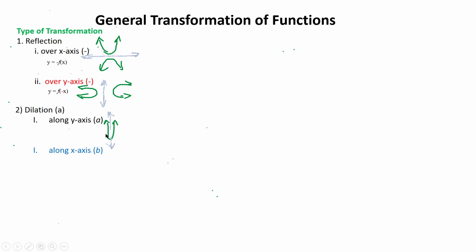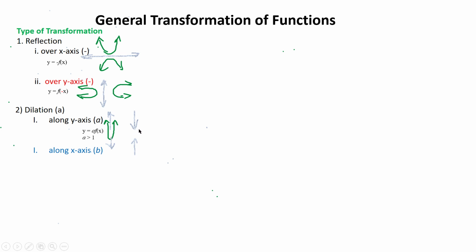It can be indicated algebraically by multiplying the letter a right in front of the function of x. This particular case can only happen when that letter a is greater than the value of 1. It could be 1.2, 1.5, it could be 20, it could be as big as possible, but must be greater than 1.